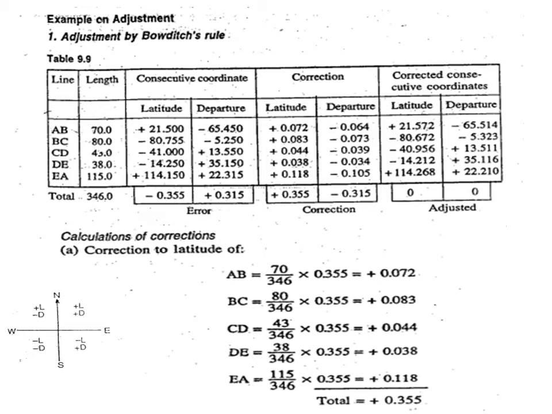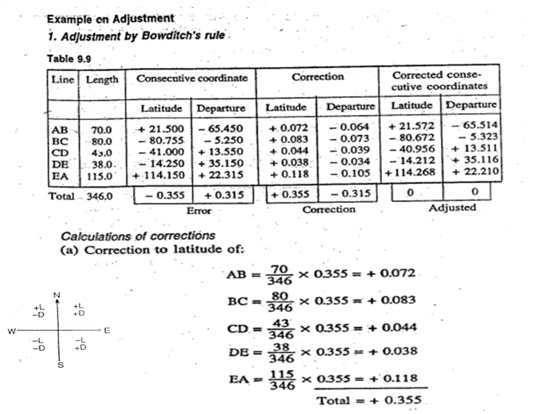So 0.355 is the error in the latitude and 0.315 is the error in the departure. We have to distribute this error in the coordinates of AB, BC, CD, DE, EA by making use of the Bowditch rule. So the formula is: correction to latitude of AB equals length of AB divided by perimeter multiplied by total error in the latitude. The total error is minus 0.355. Therefore, since the error is negative, we have to consider the correction positive. So the value is plus 0.072.